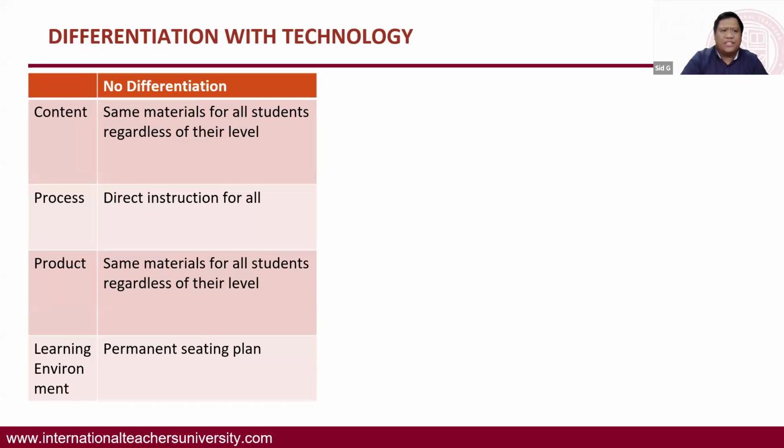So, how will we use this one? No differentiation: same materials for all students. Process: the teacher will just talk in front. Product: they will have the same test, same material for everything. They have a permanent seating plan. If I'm going to do this, how are the students with visual impairment? If they use the same materials or the same type of test, I don't think they will answer anything because they cannot see what's on the paper.